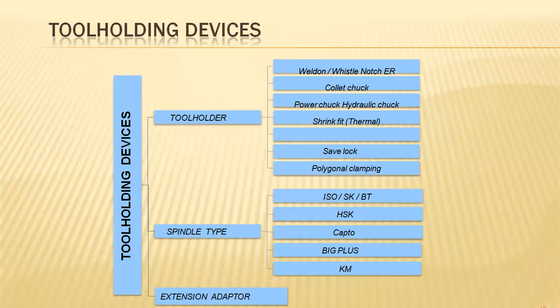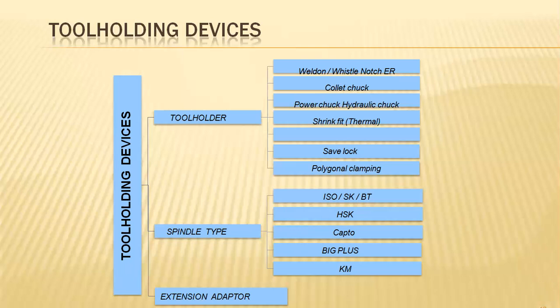Coming to the spindle type: ISO or BT, HSK, Capto type, Big Plus, and KM types of spindle type of holding. Directly the tool is fixed in the spindle and the orientation or rotation will be getting progressed over the work part as per the geometry that has been specified for getting the work progressment.